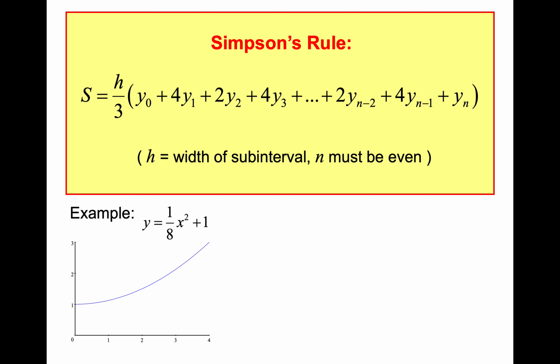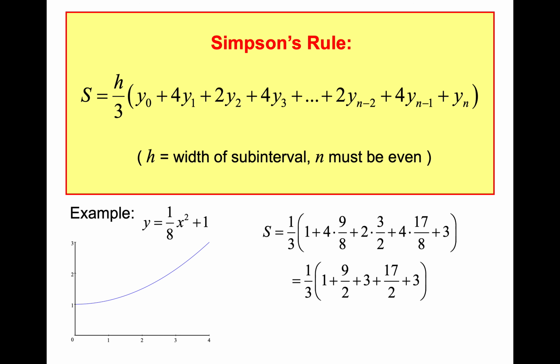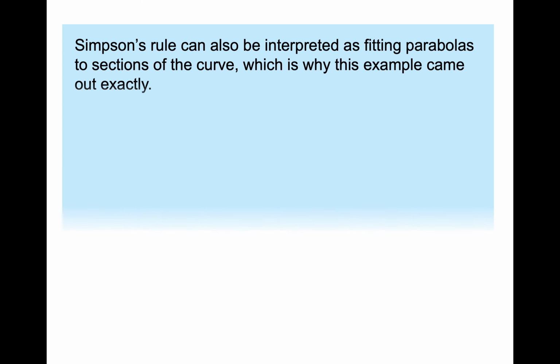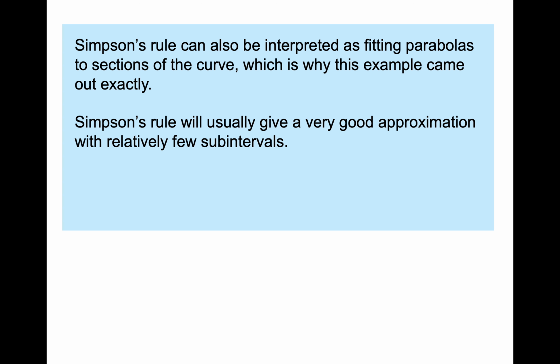So using just, again, this function as an example, you can see that you would get, and this one actually turns out to be exactly the answer. Simpson's Rule does not always give exactly the answer, but when it's a parabola, it does. That's why it came out exactly. And Simpson's Rule gives us a very good approximation with relatively few subintervals.